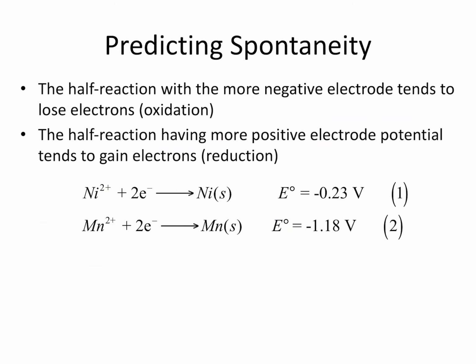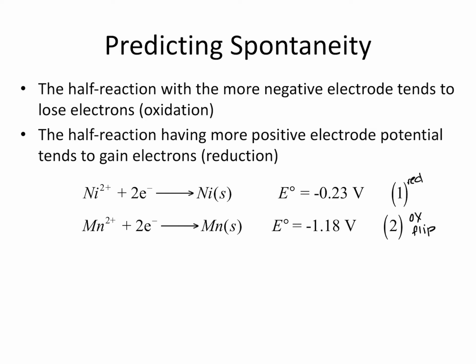The half reaction with the more negative electrode potential tends to lose electrons. It's oxidizing. And the half reaction having the more positive electrode potential tends to gain electrons. It is reducing. So between these two numbers, which one is oxidizing and which one is reducing? Well, manganese 2 plus and the two electrons to make manganese solid has a negative 1.18. It's more negative, so this one's being oxidized and nickel is being reduced.